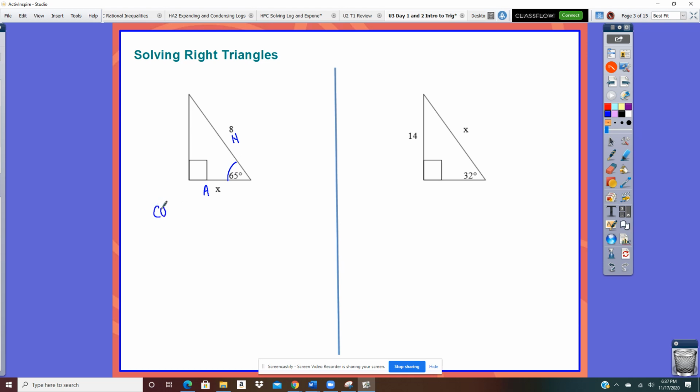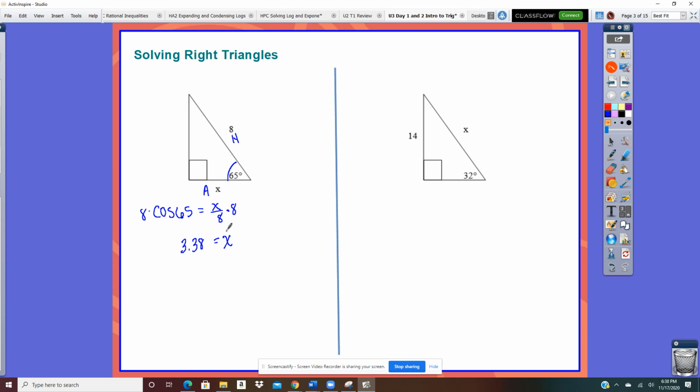That is cosine. So we're going to set up cosine of the angle, 65 degrees, equals adjacent over hypotenuse, which is x over 8. So now we're going to solve for x by just multiplying by 8, multiply by 8, and we're just going to put that in our calculator. So we're going to do 8 cosine of 65, and we get 3.38. So x equals 3.38.